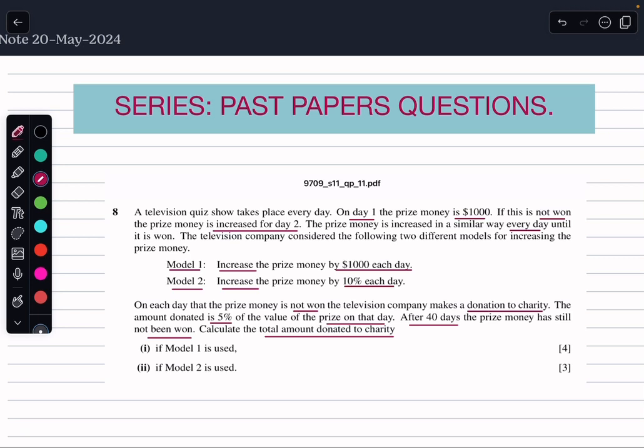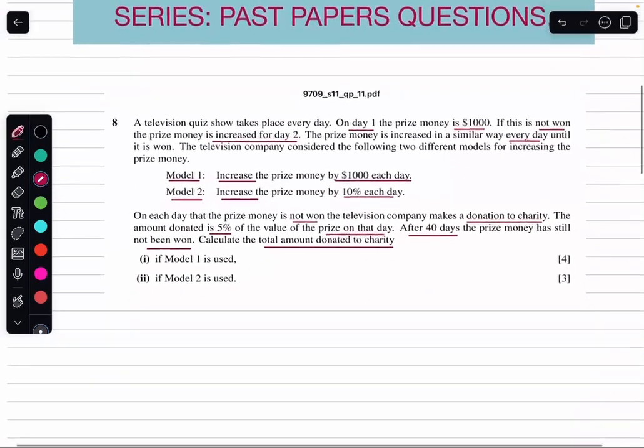So donated to charity, that means first we have to get the total amount on the 40th day, so that the prize was not won for 40 days. On that total amount, we shall be having a 5% to donate for charity. So the first part says if model 1 is used. We have discussed that model 1 is regarding our arithmetic progression. So let's start taking in the data.